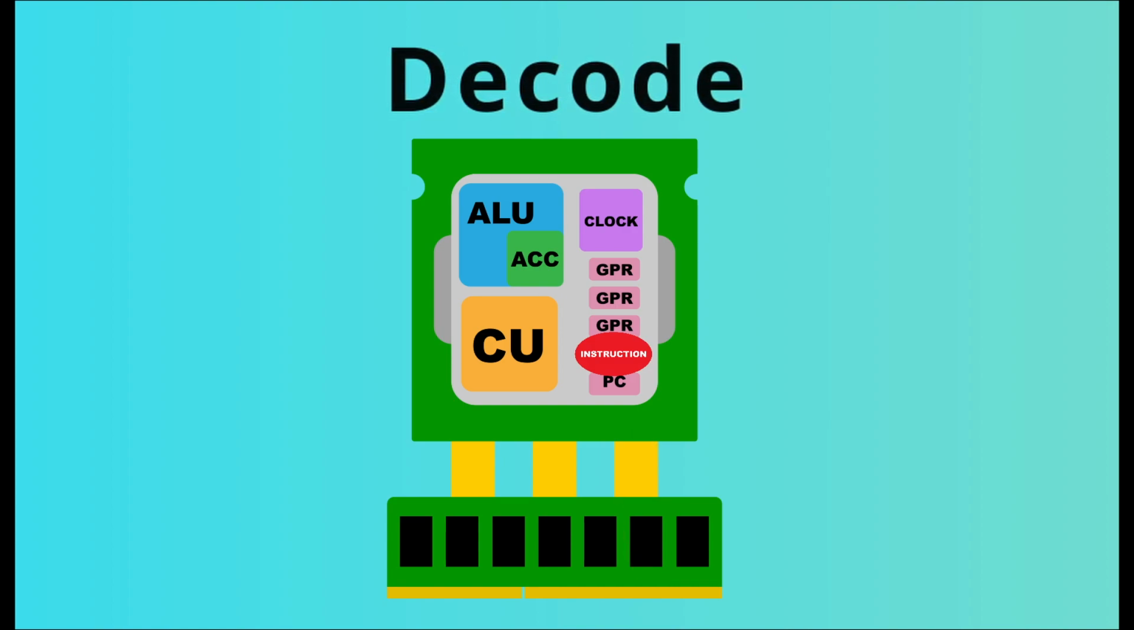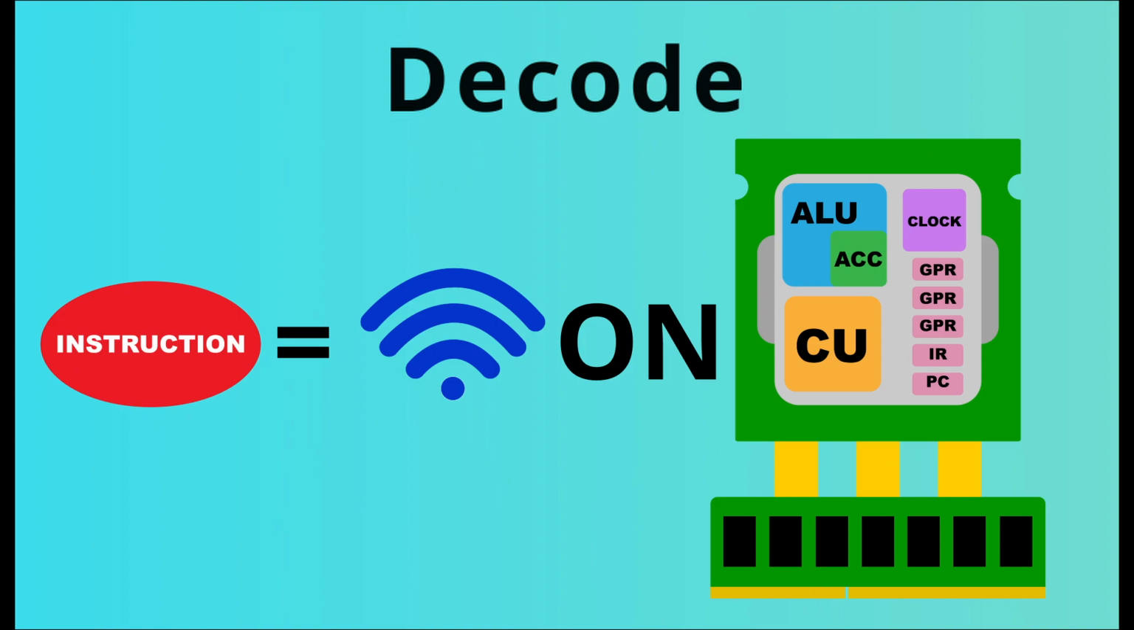Now we move on to the decode stage, where the control unit simply decodes the received content. This allows the control unit to know what it needs to do in order to execute the command.